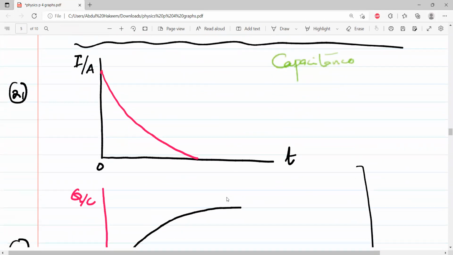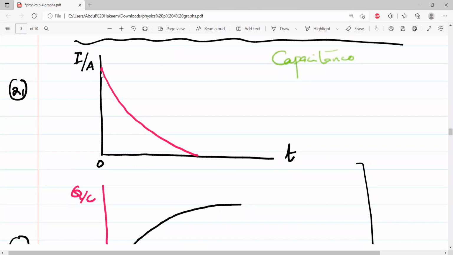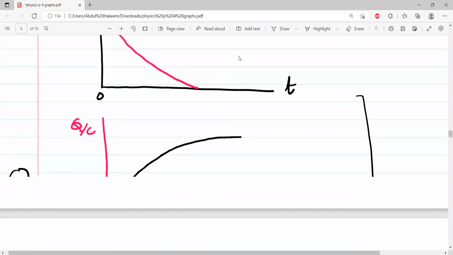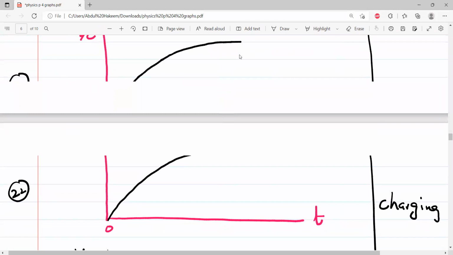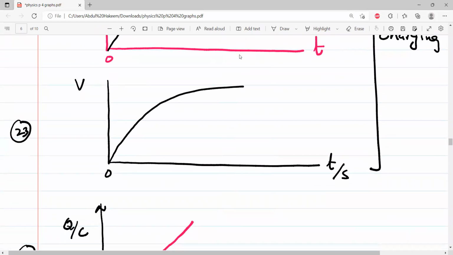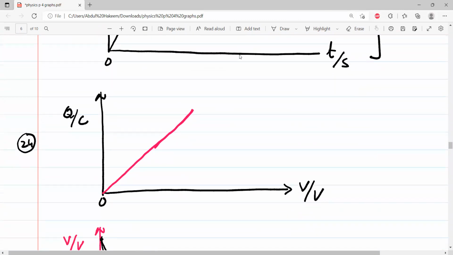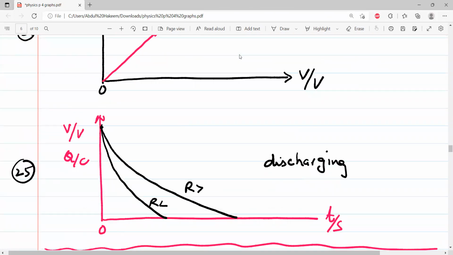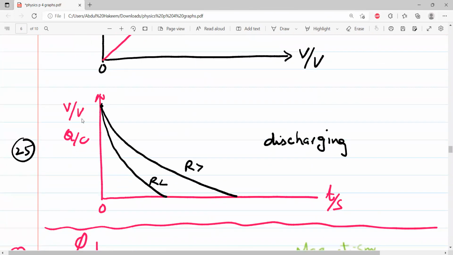And then capacitance during charging. This is the current time graph. And here is the charge time graph. Here is the voltage time graph. Here the charge and voltage. Then for discharging, voltage and charge on the y-axis, time on the x-axis. If the resistance is large, time is large. If the resistance is small, meaning the resistance through which the capacitor is discharging is small, then the time is small.